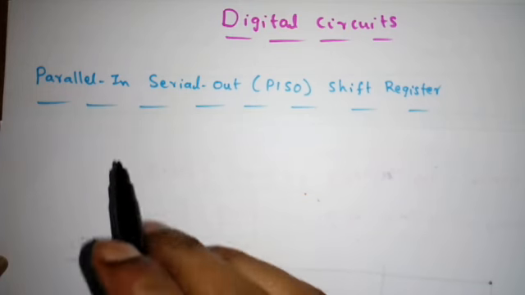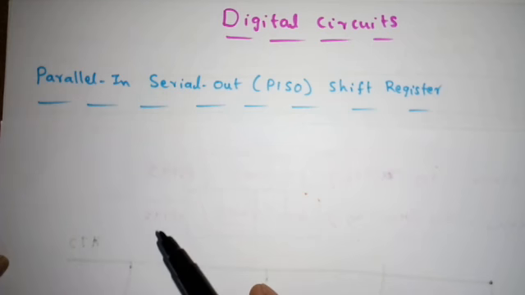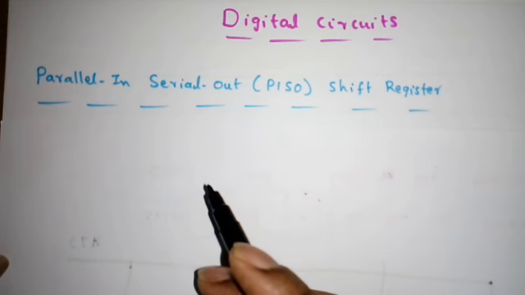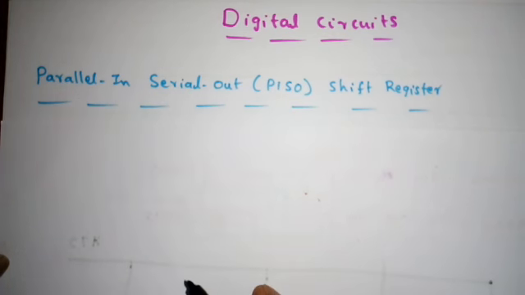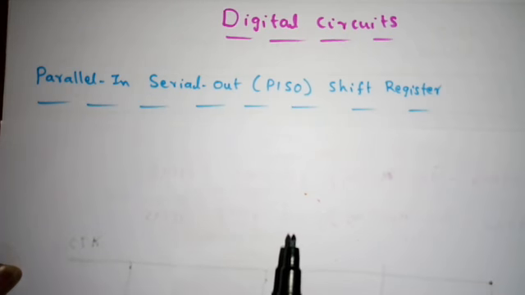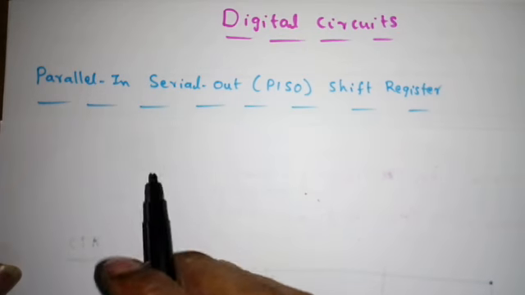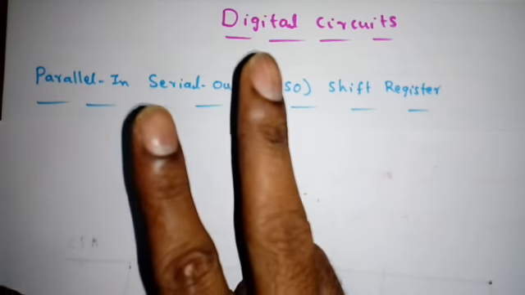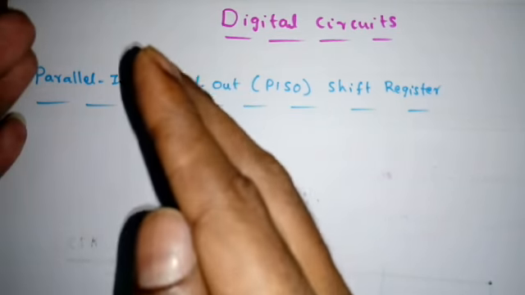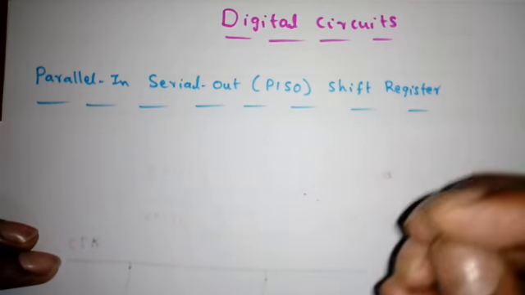In this lecture, I will discuss parallel in serial out shift register. In the previous lecture, we discussed serial in parallel out shift register and parallel in parallel out shift register. Now we will see how to design parallel in serial out shift register. If we observe the name, parallel in serial out, here we have to perform two operations. First we have to load the data parallelly, then we have to take the data serially out.